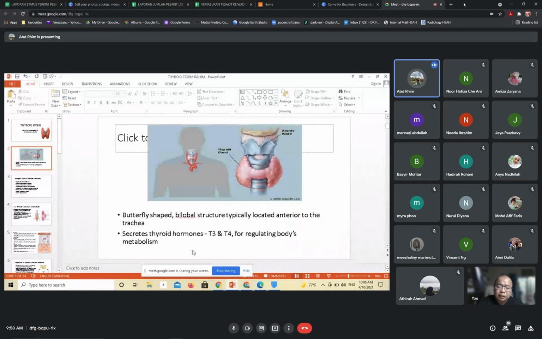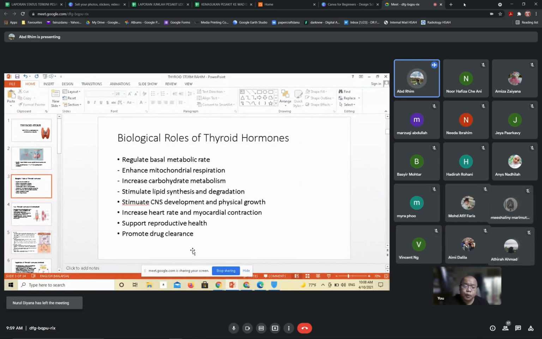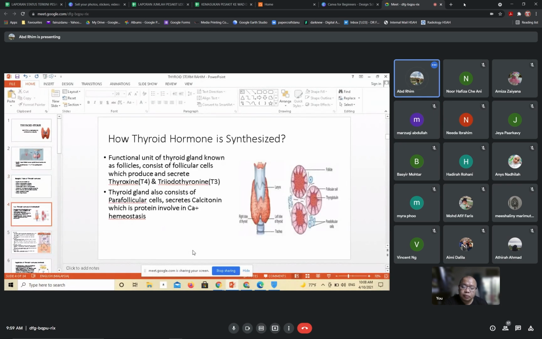The thyroid gland is a butterfly-shaped bilobed structure, typically located anterior to the trachea. It secretes the thyroid hormones T3 and T4 for regulating the body's metabolism. So these are the general biological roles of thyroid hormones, which regulate the basal metabolic rate, stimulate CNS development and physical growth, increase heart rate and myocardial contraction, support reproductive health, and also promote drug clearance.